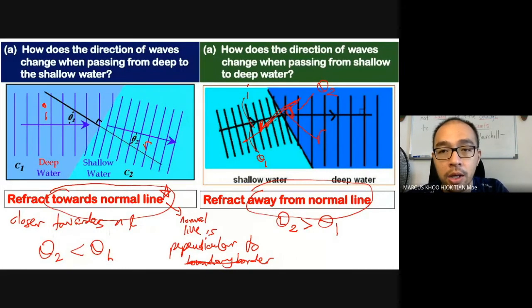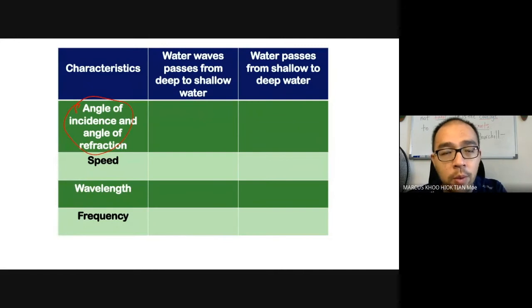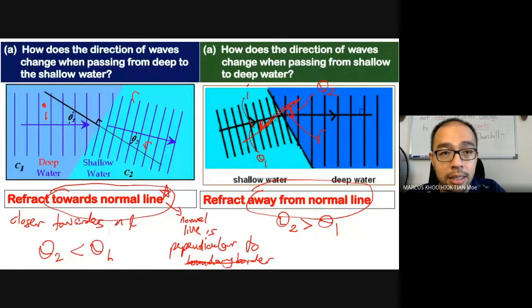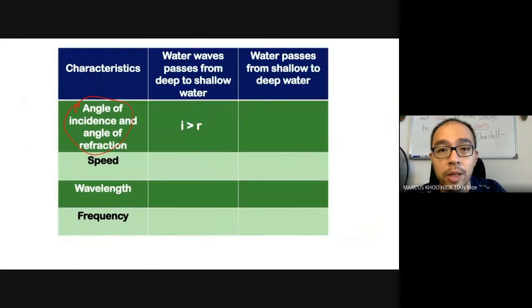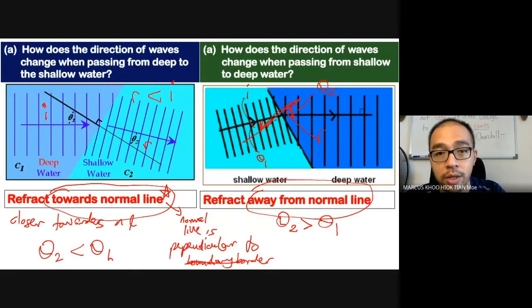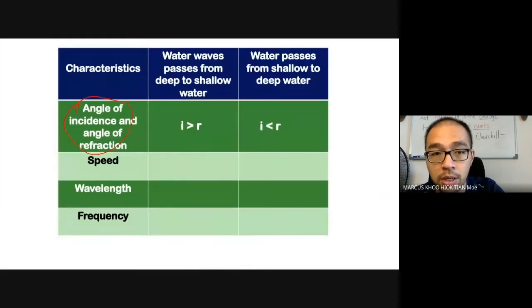Okay, so when water waves pass from the deep to the shallow water, the angle of incidence is bigger than the angle of refraction. Okay, just like we saw here just now lah. r is smaller than i, or i is bigger than r lah. Either way is okay. But when water waves pass from shallow to deep water, which is this, the i is going to be smaller than the r, which is this.